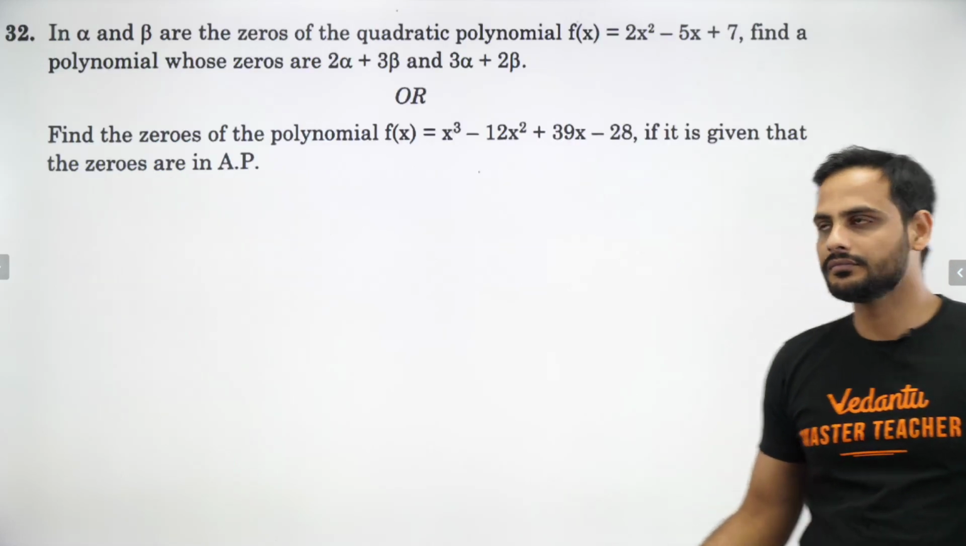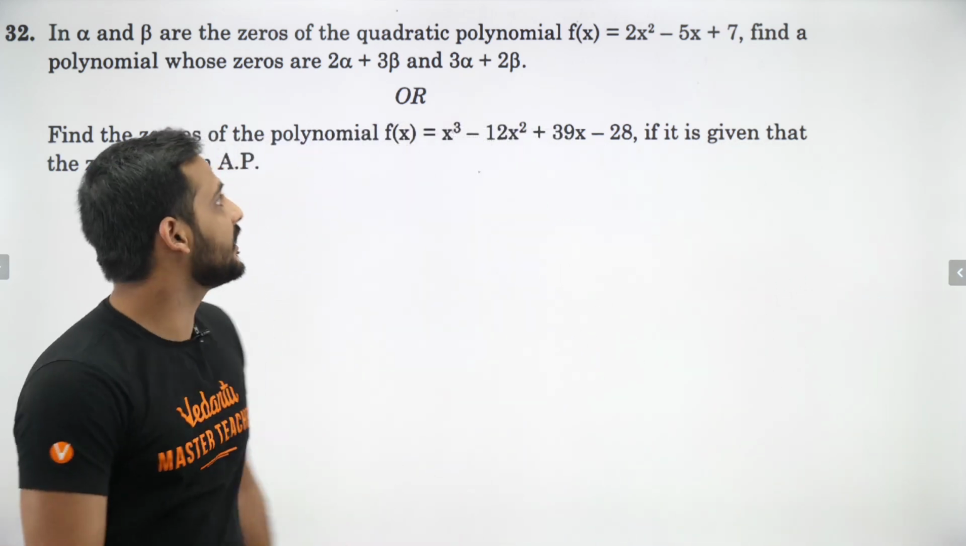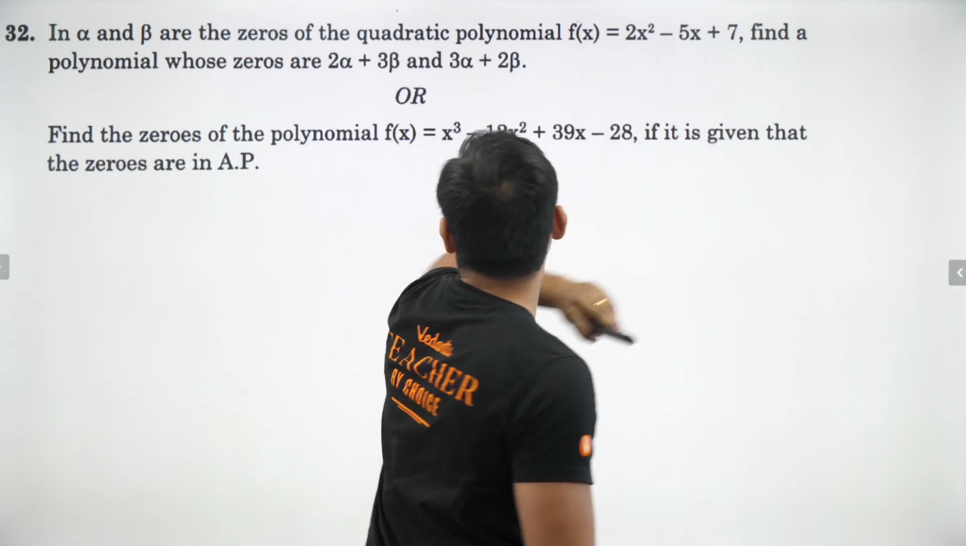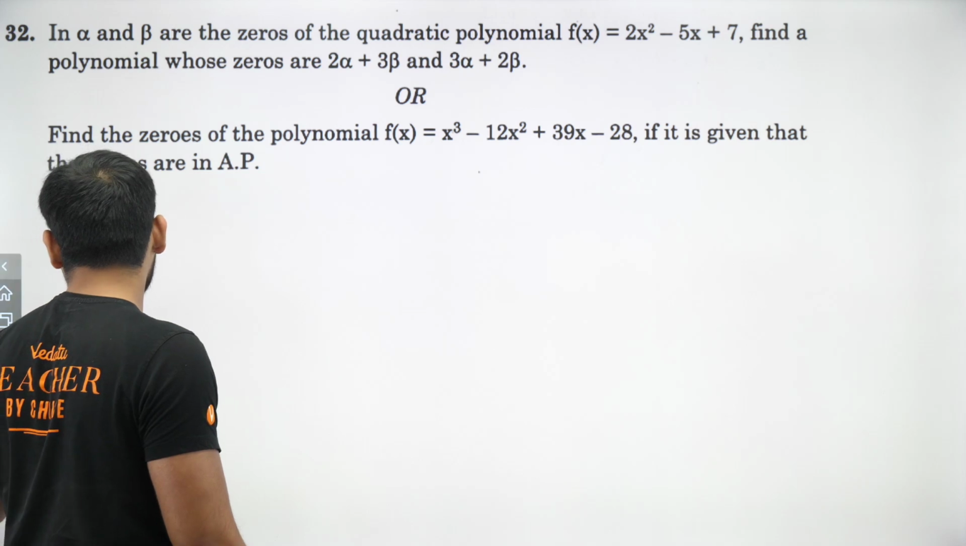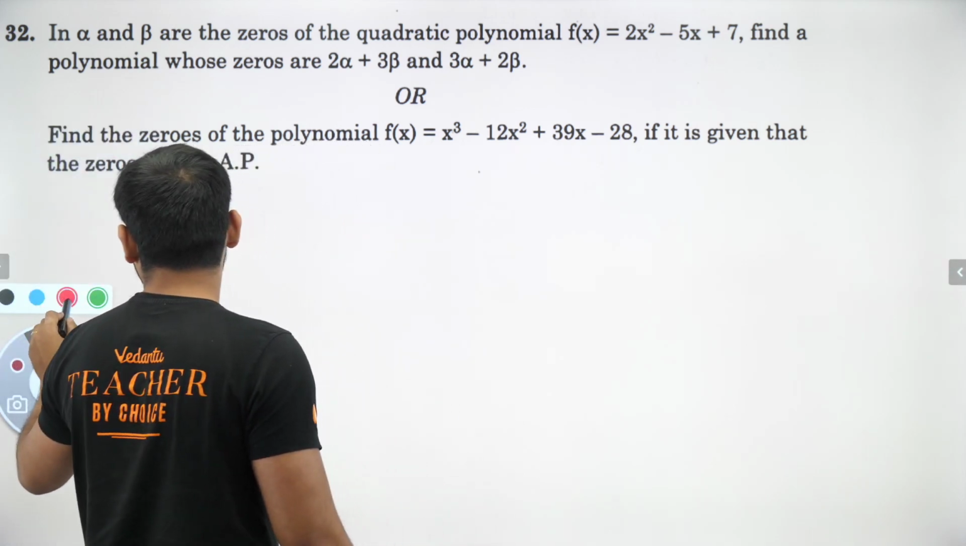Okay. Next question. Next part is this. Alpha and beta are the zeros of the quadratic polynomial 2x square minus 5x plus 7. Find a polynomial whose zeros are 2 alpha plus 3 beta and 3 alpha plus 2 beta. I'll explain it to you a little, because many students have doubts in this one. Okay, so listen carefully.